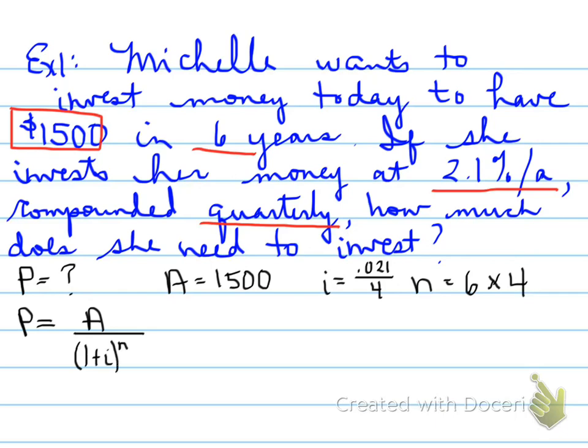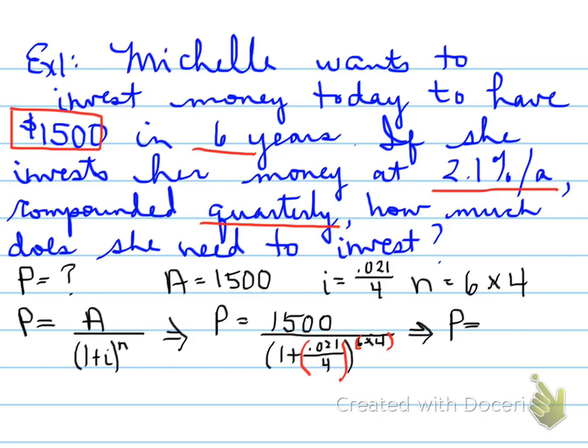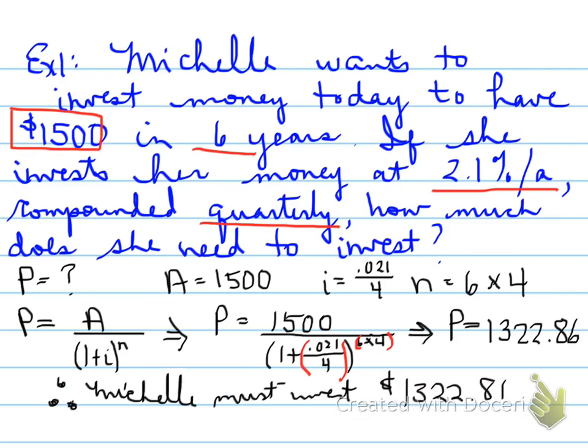And now we're going to plug the numbers into the equation first. So P is equal to 1,500 divided by 1 plus 0.021 over 4 to the power of 6 times 4. We plug that into our calculators, and that's it, folks. That's all you have to do is plug it into your calculator, and you find out that you have 1322.86. That's right. Michelle needs to invest $1,322.86 in order to have $1,500 in 6 years.